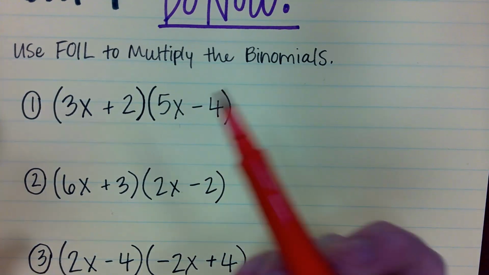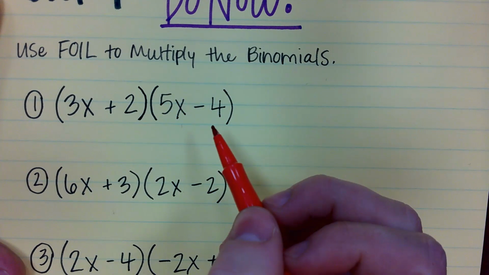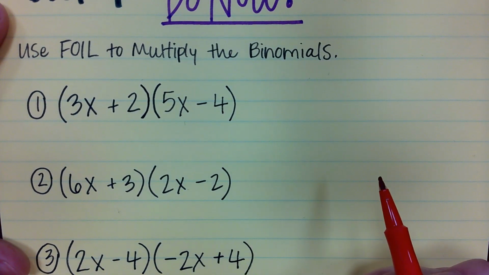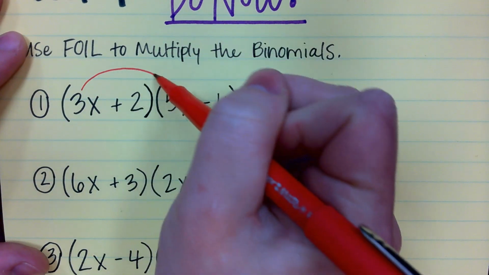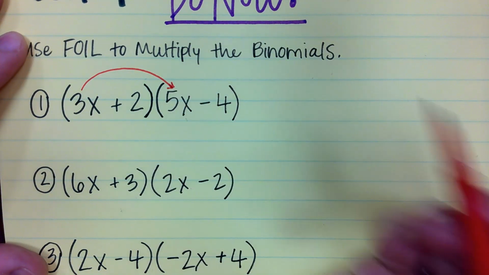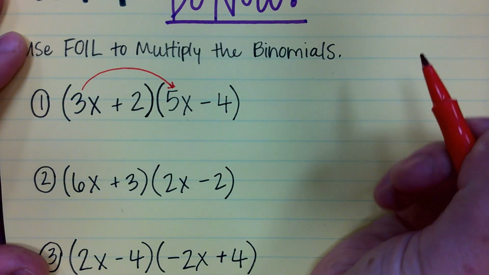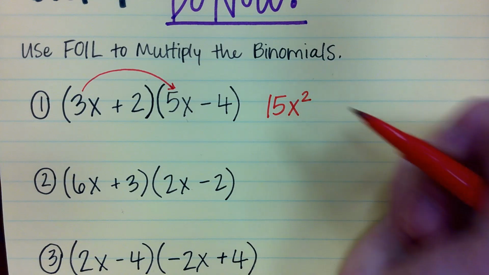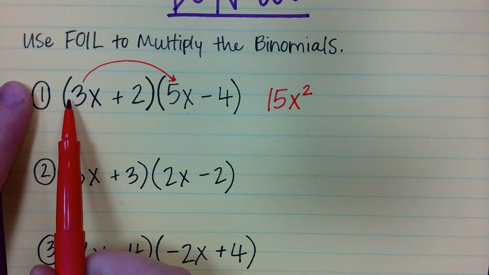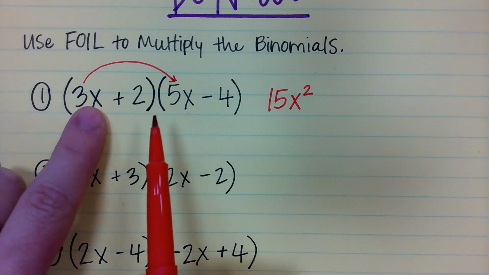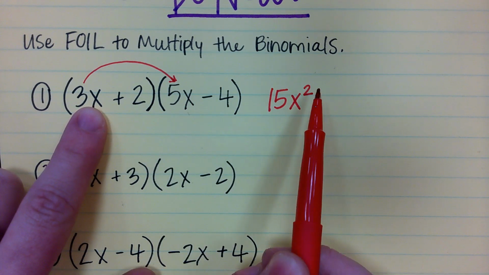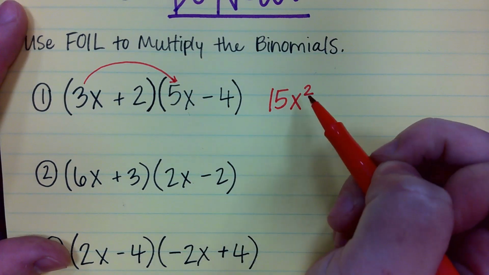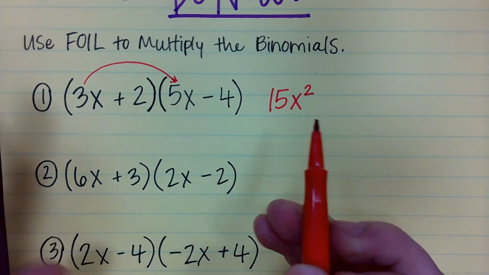I've got 3x plus 2 and 5x minus 4. What would my first step be to solving this? 3x times 5x. Yes, 3x times 5x. And what is 3x times 5x? 15x squared. Good. So we know 3 times 5 is 15. X times x is x squared, x to the second power. All right. Anybody confused about why it's x squared? Good deal. Let's go ahead to the second step.